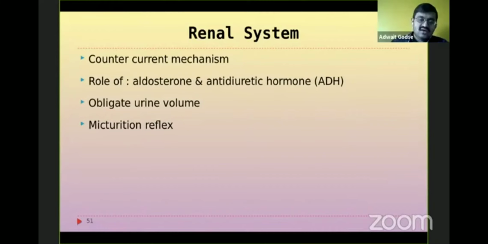Obligate urine volume is a very important concept, has been asked in the MUHS examination. And in the micturition reflex, the pudendal nerve is very important. So S2, S3, S4 is the root value, so that you need to know.